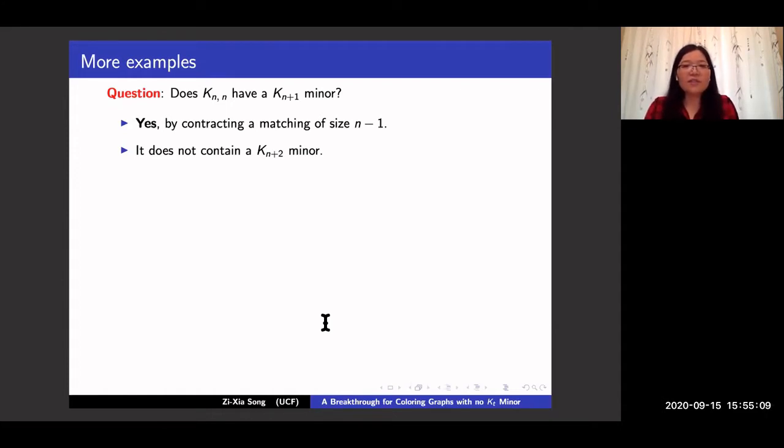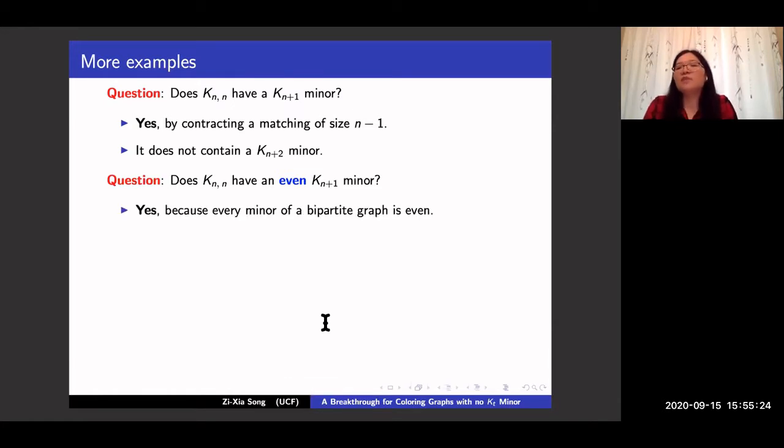Okay, the same question now, I replace the regular minor by an odd minor. Does Kn have an odd Kn plus 1 minor? Now the answer would be yes. Why? Because every minor of a bipartite graph is odd, right? So this is tricky here. So this we actually apply a lot in our paper on odd Hadwiger's conjecture.